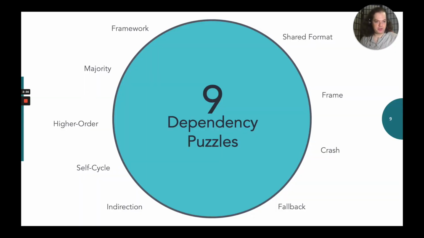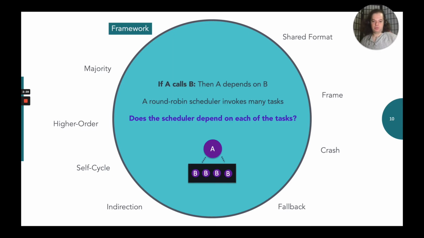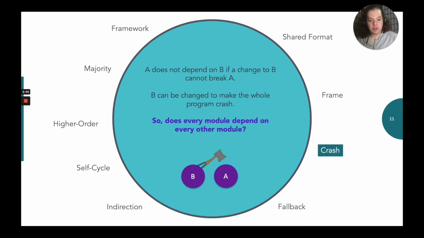And to really draw out the confusion and mist around the idea of dependence, we prepared 9 dependency puzzles, of which I'll be presenting 3 right now. The framework puzzle. We like to say that if A calls B, then A depends on B. But now suppose A is actually a round-robin scheduler, and so it's calling all kinds of tasks. So does this mean it depends on each of the tasks? The crash puzzle. We like to think that A does not depend on B if a change to B cannot break A. But I can just make B crash, then everything crashes, then everything breaks. So does everything depend on every other module?